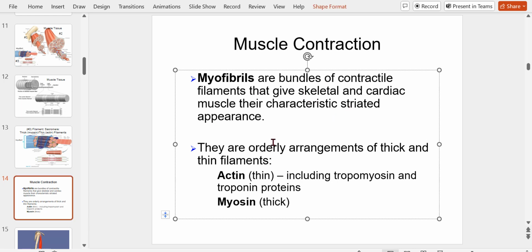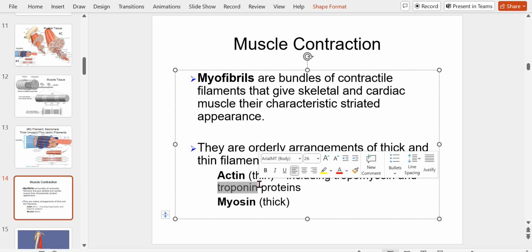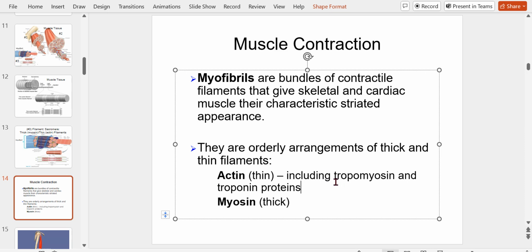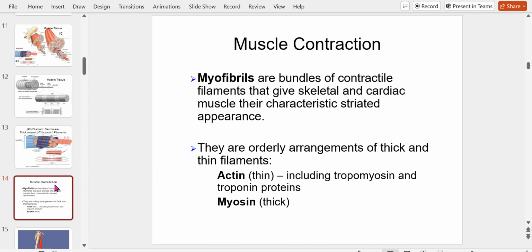So here we go. These myofibrils are bundles of contractile filaments that give skeletal and cardiac muscle their characteristic striated appearance, right? We've already talked about that. There's your actin, and this is your thin filament. And then there's your myosin, which is your thick. On the actin, there are two aspects there that I want you to know. There's tropomyosin and troponin. These are on the thin filament. You can't really see them here, but you will there.